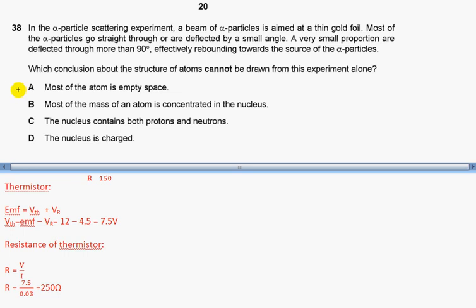So, most of the atom is empty, yes. Most of the mass of the atom is concentrated in the nucleus, yes. The nucleus contains protons and neutrons. Why? We have no idea about neutrons. Nucleus is charged, so the answer is C.